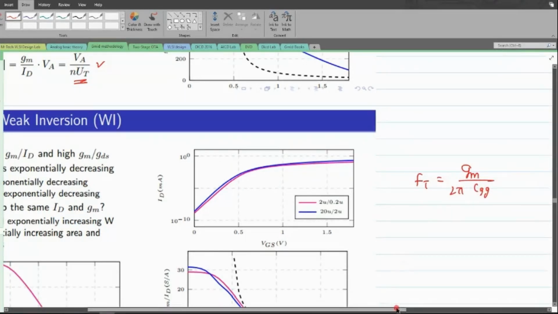Okay, so this is a transit frequency formula, and clearly you could see that there's a dependency on the gate capacitance. This CGG is nothing but, when I take a MOS transistor, we know that there is a metal oxide semiconductor region, and that imposes a capacitance which we call CGG. So FT is inversely proportional to the value of CGG.